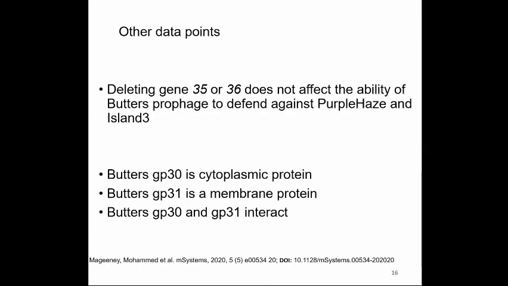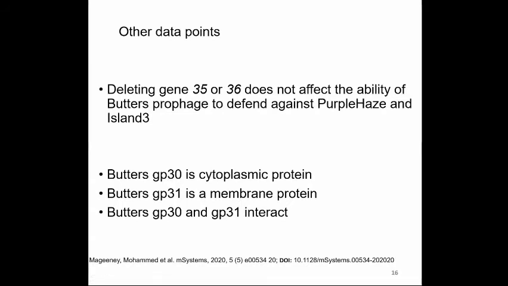And we did these experiments and we were able to also conclude that 30 and 31 interact. So when we do a pull down assay or co-immunoprecipitation, when you pull down one of them, you are able to recover the other as well. And I'm not showing data for those.